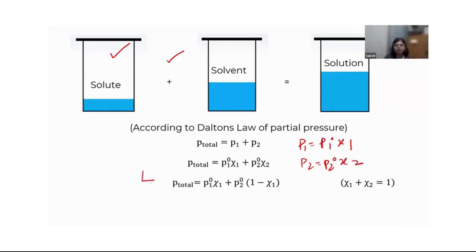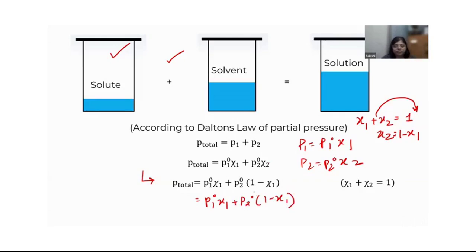Now, how did we come to this? Let us understand. We know that for two components in a system, the mole fractions always add up to 1. So can I write that X2 is equal to, sending X1 to the other side, X2 is equal to 1 minus X1? Can I place it here? So it becomes P1 naught X1 plus P2 naught into 1 minus X1.